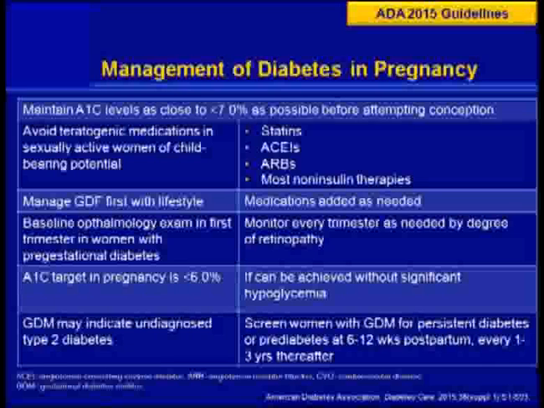Manage GDM first with lifestyle. Baseline ophthalmology examination in the first trimester in women with pregnancy, diabetes, and hypertension. The A1C target in pregnancy is less than 6% if it can be achieved without significant hypoglycemia, which is very important. GDM may indicate undiagnosed type 2 diabetes. Screen women with GDM for persistent diabetes or pre-diabetes at 6 to 12 weeks postpartum and every 1 to 3 years thereafter.